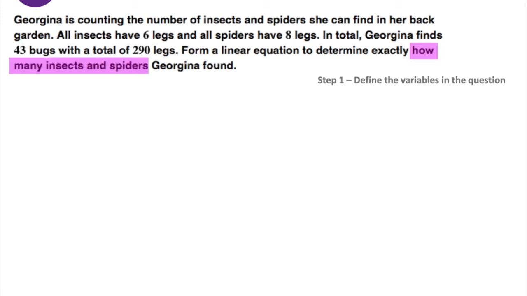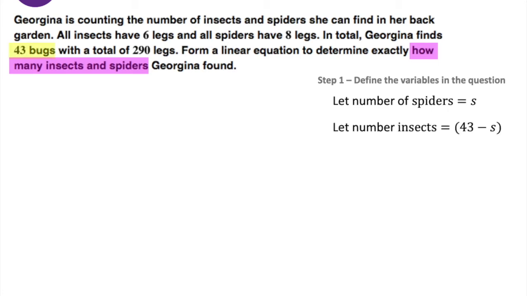And the question is asking us to find out how many insects and how many spiders that Georgina found in the back garden. So we're going to let the number of spiders equal S. So our variable that we are using throughout the question is going to be S, which is the number of spiders. But the question also asks us to find out how many insects were in the backyard in addition to the spiders. So we're going to let the number of insects equal 43 minus S.